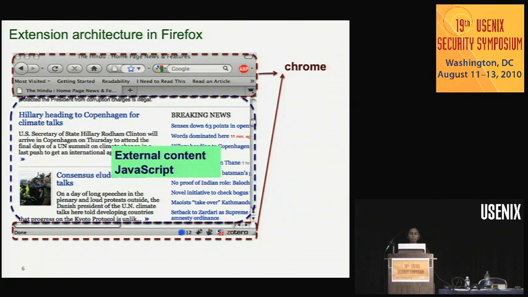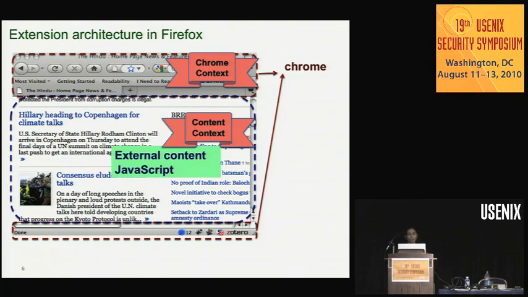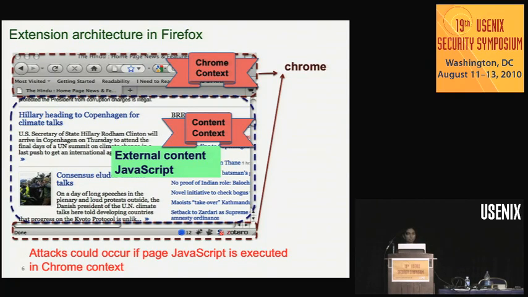In comparison, if there is some JavaScript running in a content web page, then it does not have access to any of these components. It only runs at restricted privileges. So in summary, there are two privilege levels in the browser for JavaScript. One is the content privilege level, or the content context, and the other one is the Chrome context. Attacks could occur if page JavaScript is executed somehow in the Chrome context. And since extensions provide a bridge between the Chrome and the content context, the external content JavaScript can use the extensions to attack the browser and the computer.